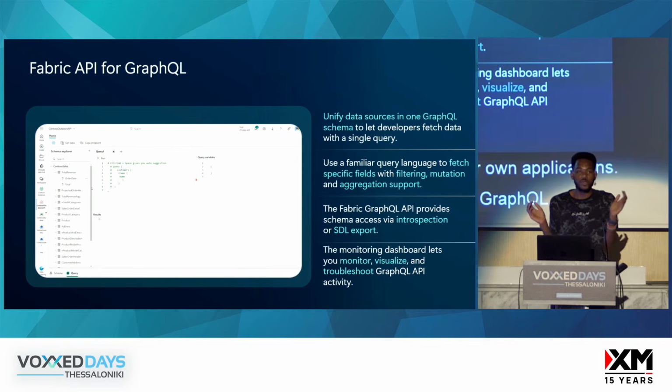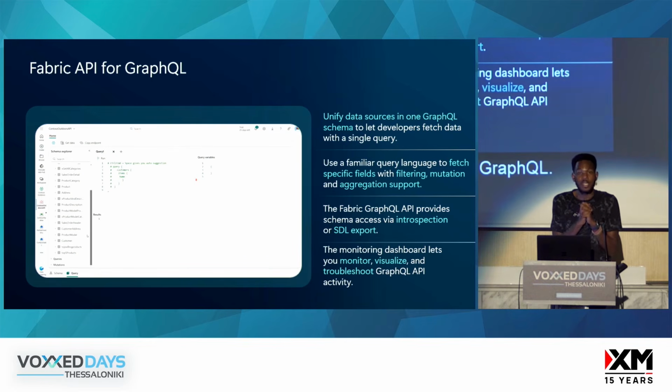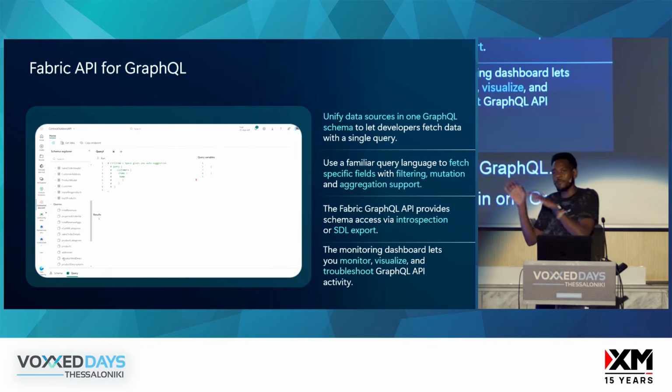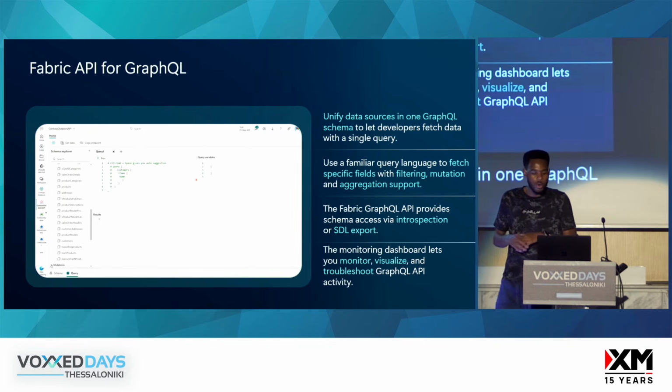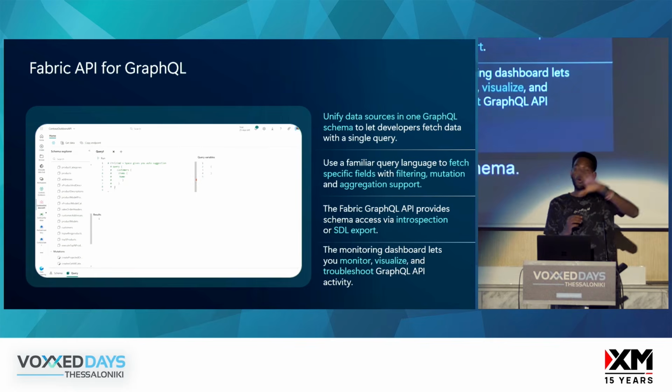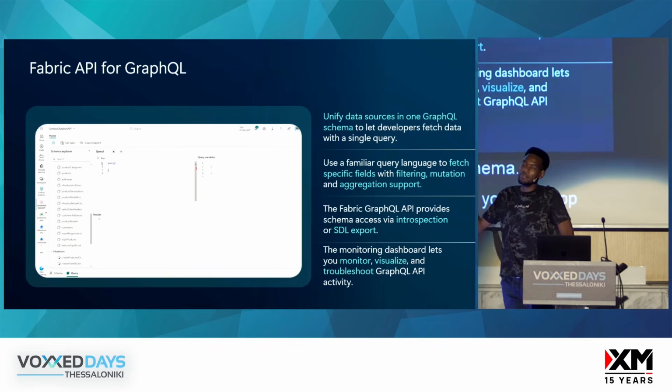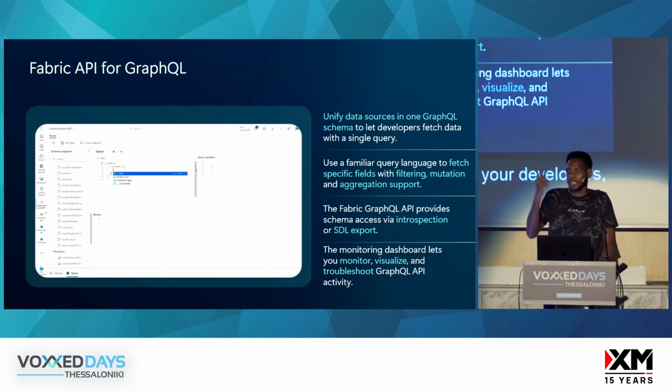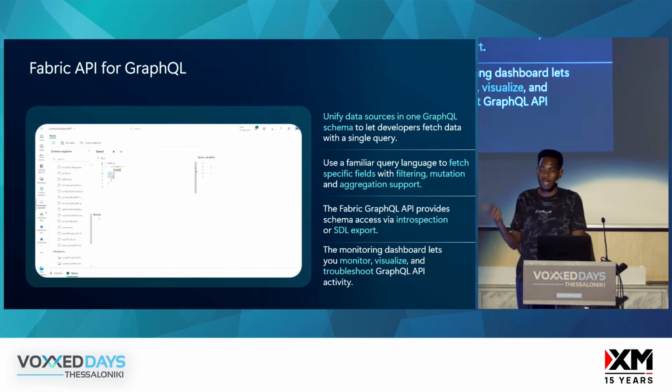Now, this is going to allow you to unify all your various data sources in one GraphQL schema, and you can define relationships across your schema. And then you can copy this one URL and share it with your developers, and they can start building applications and making one single query against your GraphQL API.